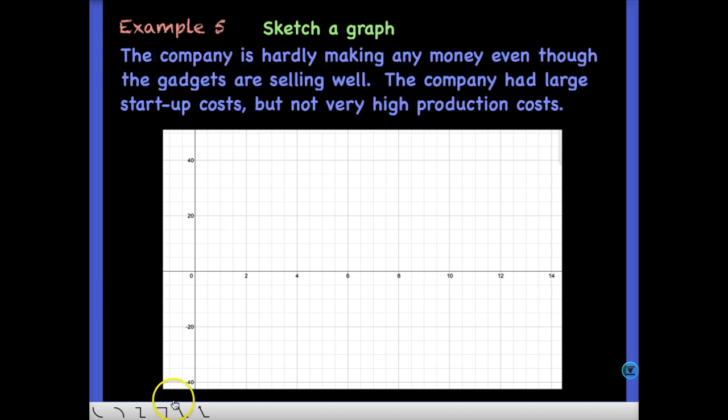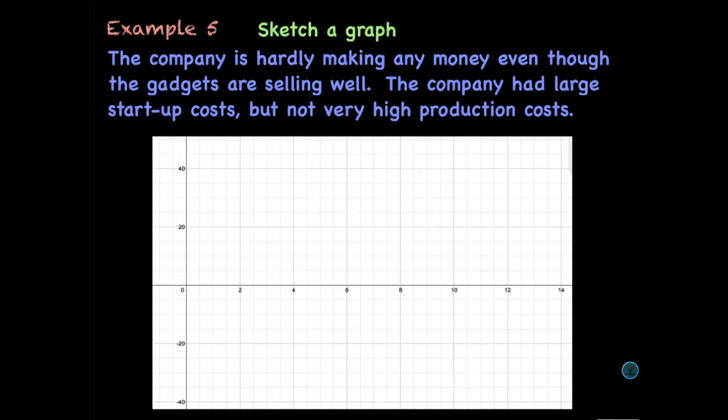Let's try another one. In this example, the company is hardly making any money, even though the gadgets are selling well. The company had large startup costs, but not very high production costs. Okay, let's take this one a little bit further. So we're going to first sketch our cost equation, and we have some key information that we need to follow. The company had large startup costs. What does that mean? Well, that means that we have pretty high fixed expenses.